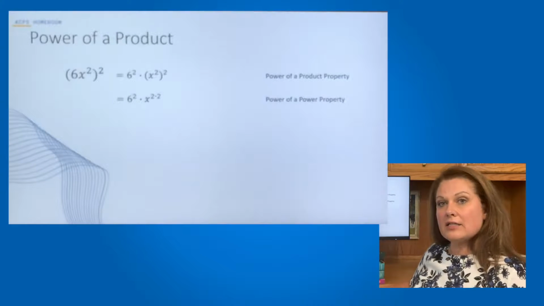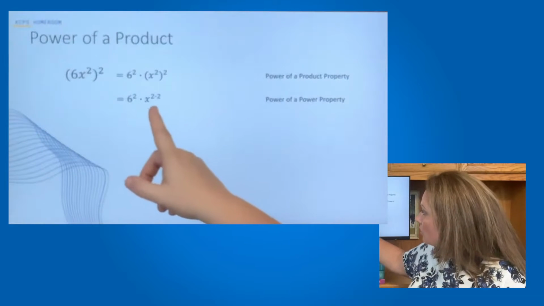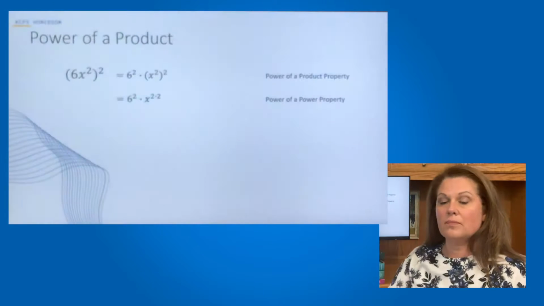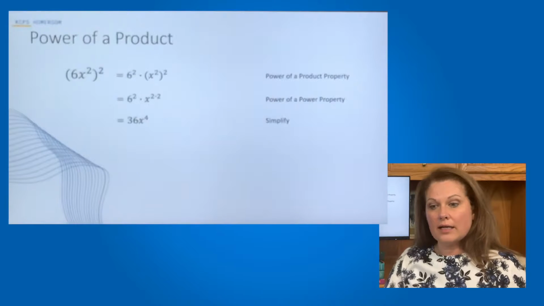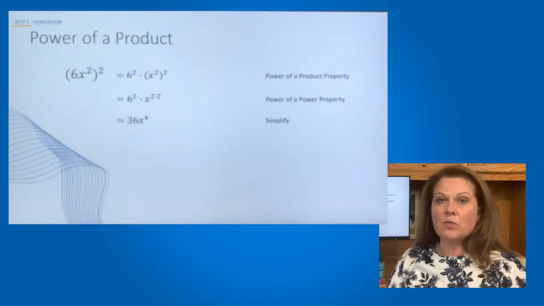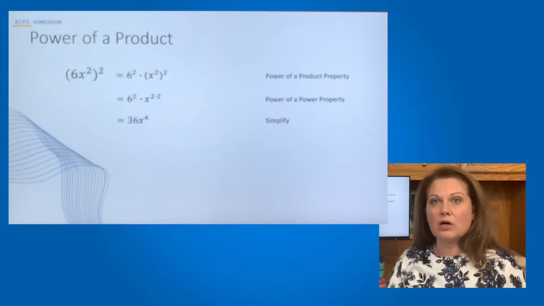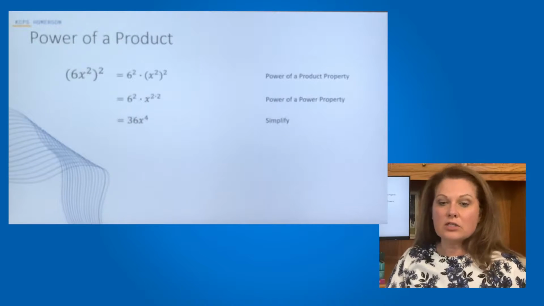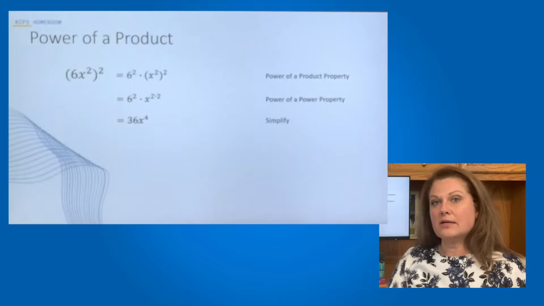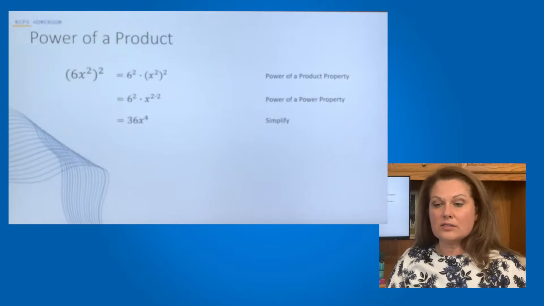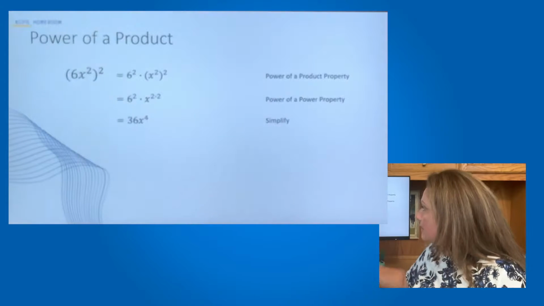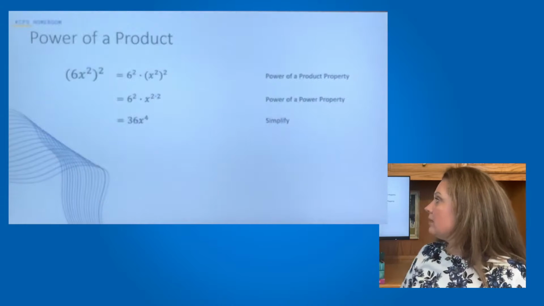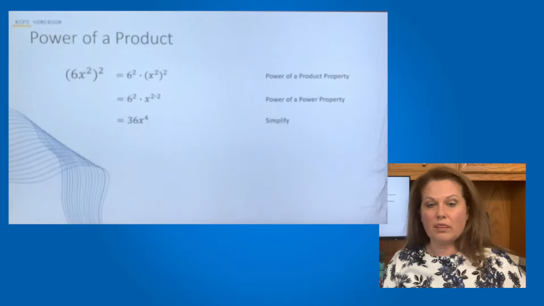I'm just going to bring down my 6 to the second power. I'll evaluate that in just a minute, but I want you to make sure you notice on the variable power I'm saying x to the second times 2. Our next line would be our evaluation of our 6 to the second power, and that would be 6 times 6. Now we're also going to do x to the second times 2, so that would be x to the 4th. So our simplified answer for 6x to the second power, squared, would be 36x to the fourth.